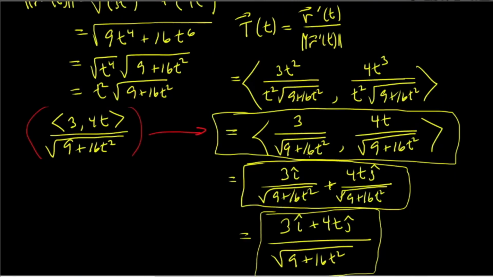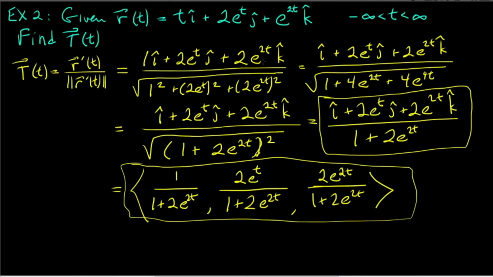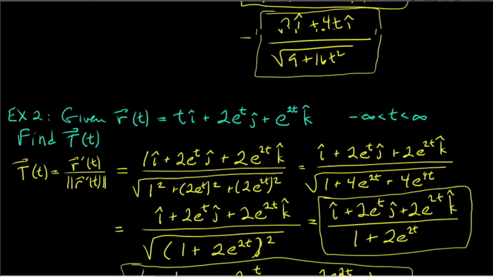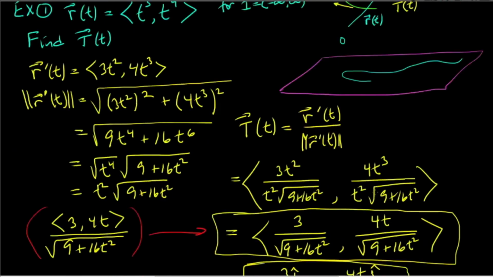So the point is you can do this for a vector in a plane or a vector with 3 components, or 4 components or 5, but 2 or 3 components is pretty much all you're going to see in this course. Okay, so that's it for the unit tangent vector. Now we need to talk about the unit normal vector.